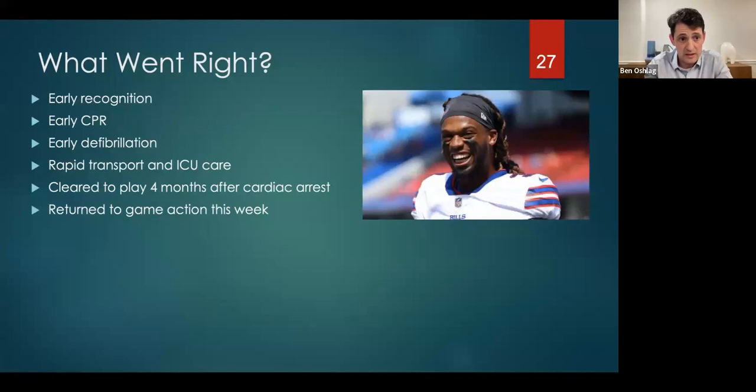But what went right here? There's early recognition that this was not normal, that this was not just a hit where someone went down, that something was legitimately crucially wrong. There was early CPR within a minute and a half. They had started CPR. There's early defibrillation. He got return of spontaneous circulation much earlier compared to Zeke Upshaw. Rapidly transported to the hospital, had ICU care, was actually cooled as well.